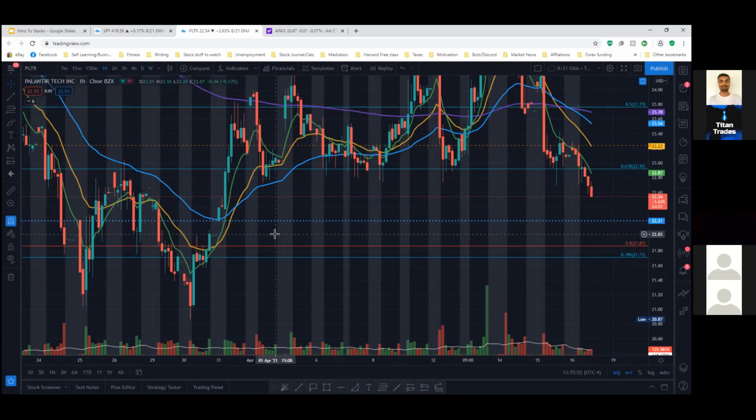If this can't hold, which is the gap fill, so there's a little gap here if you can see it, if that can't hold right here, we're going to be testing 21.85. And if that can't hold, we're going to be testing 21.71. And then you can just do your own support and resistance right there at 21.06. Does that make sense?